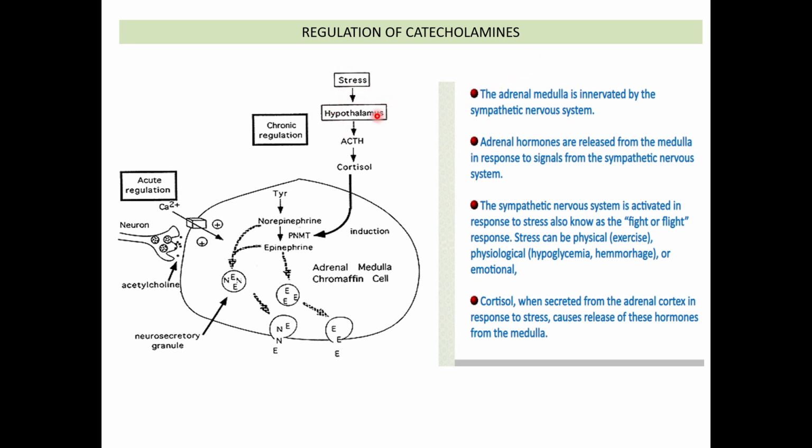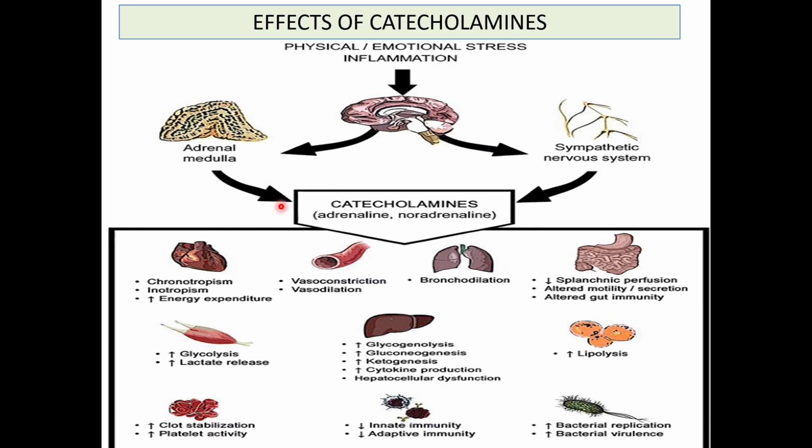Whenever there is stress, the hypothalamus is activated, which leads to release of ACTH, which stimulates cortisol, and this cortisol induces PNMT, so it increases the production of epinephrine. This way the adrenal cortex is connected to the adrenal medulla. Next, the effects of the catecholamines. Adrenaline and noradrenaline cause increased heart rate and increased contractility of the heart. In the muscles they cause breakdown of glycogen and increase lactate release. On the vessels they cause vasoconstriction.